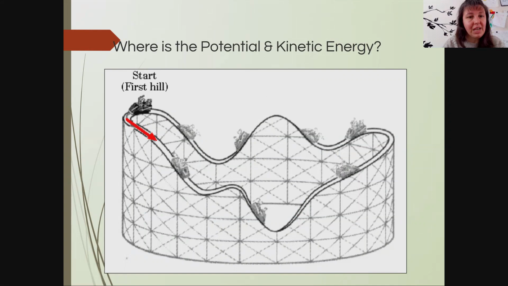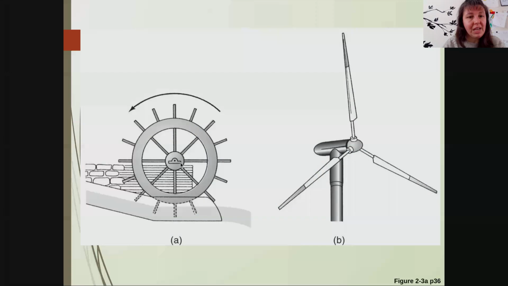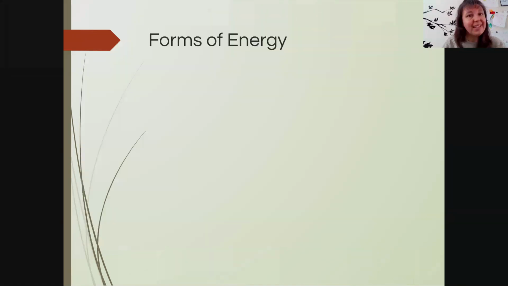Here are some examples of kinetic energy in action in some sustainable ways. So here you have a water wheel. The water is pushing the wheel, and we have a wind turbine. Once again, the air, in this case, is pushing the wheel or rotational blades.